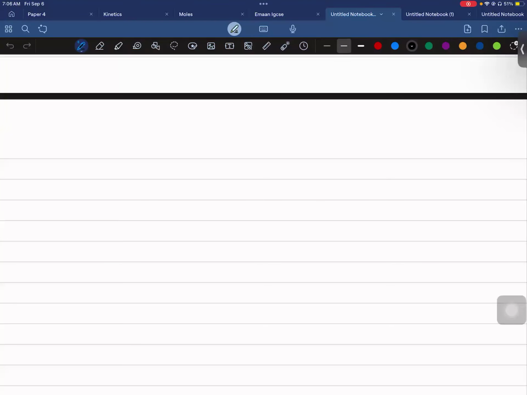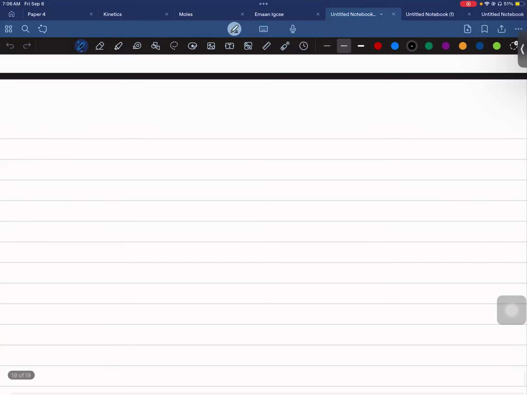So in the last class, we discussed how to calculate the number of electrons, protons, and neutrons. Also, we discussed proton number and nucleon number. Proton number tells the number of electrons and protons, and nucleon number tells the number of neutrons.